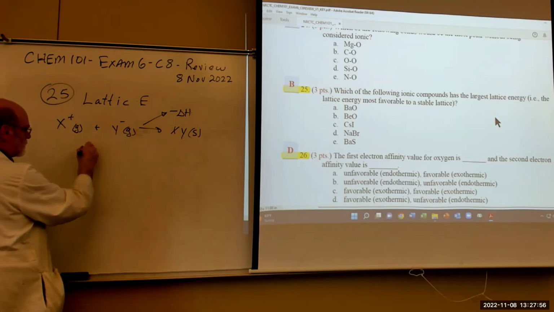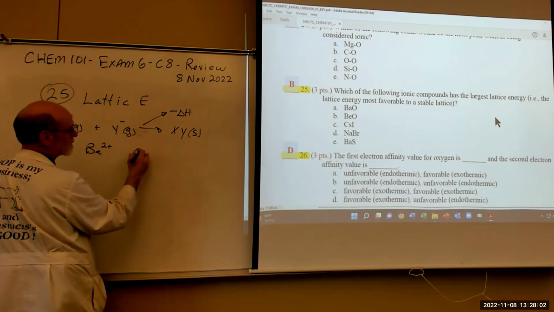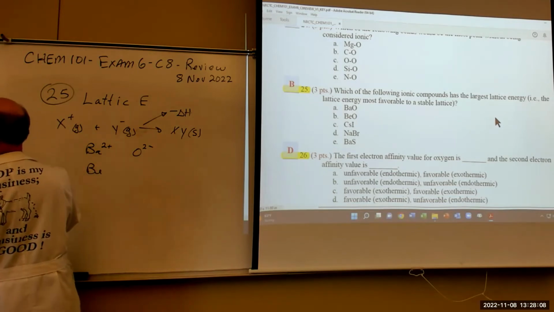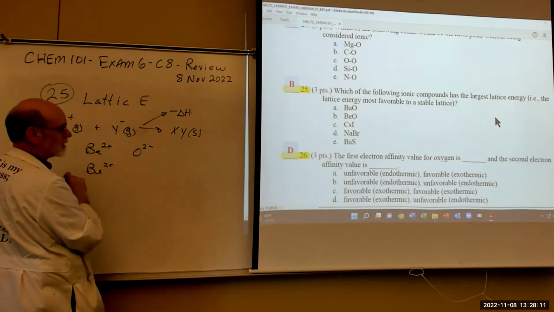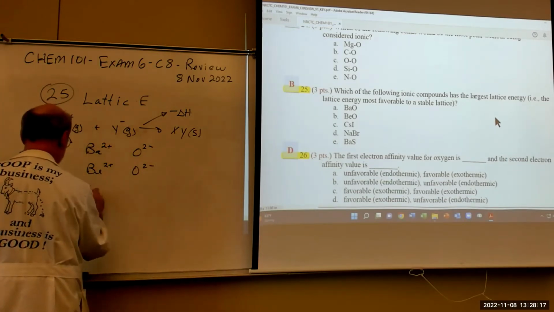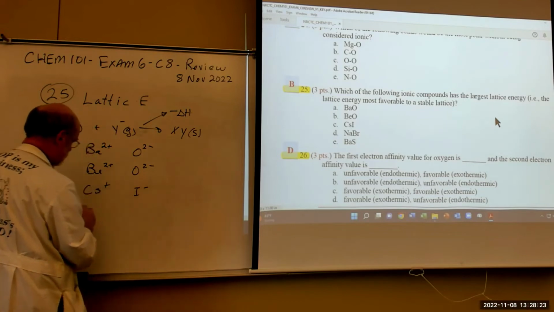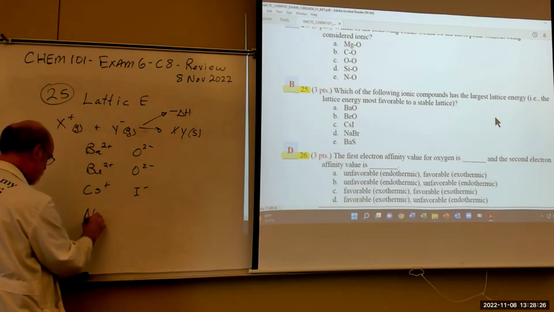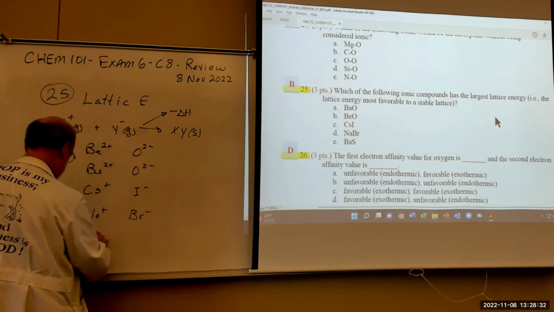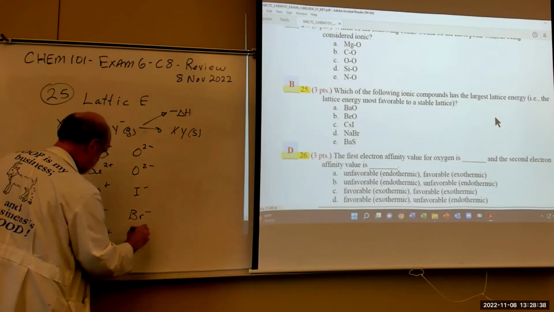If we look at each one of them, barium would be 2+, oxygen would be 2-, beryllium would be 2+, and oxygen again is 2-, and cesium would be 1+, and iodine would be 1-, and sodium would be 1+, and bromine would be 1-, and then barium would be 2+, and sulfur would be 2-.